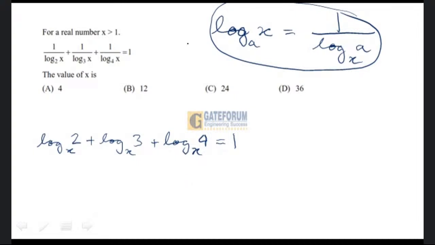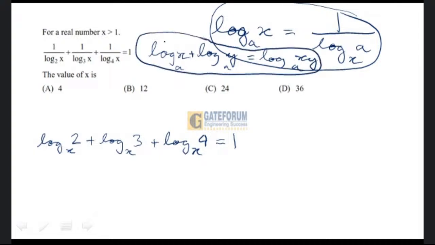Now we know that log of x plus log of y to any base, say a, is equal to log of xy to the base a. This is also a very common relation. Because of that, we can say that log of 2 into 3 into 4, 2 into 3 is 6, 6 into 4 is 24. So log of 24 base x must be equal to 1.